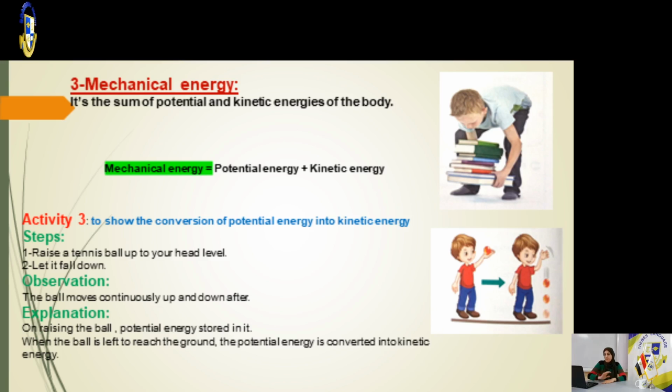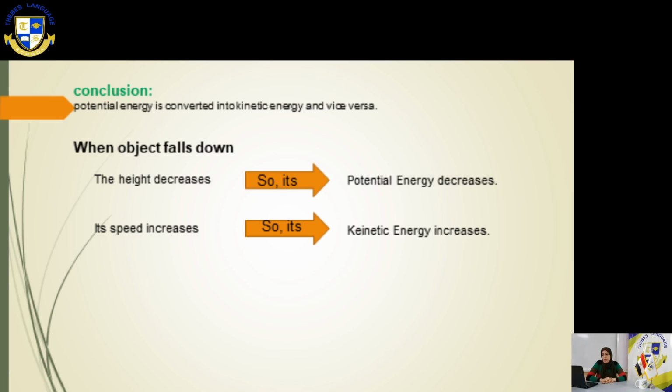Slide number 15. Now we can know that potential energy is converted into kinetic energy and vice versa. When an object falls down, the height decreases, so its potential energy decreases because the potential energy is affected by the height from the ground. And its speed increases, so its kinetic energy increases.